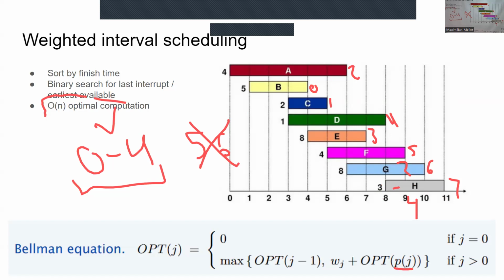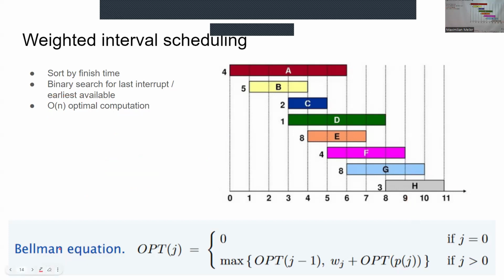So the overall algorithm is n log n. But then what these P of J values allow you to do is this Bellman equation. They allow you to run DP in like O of n time.